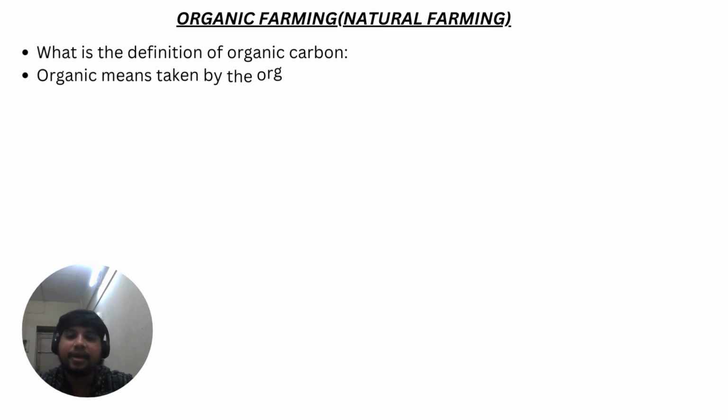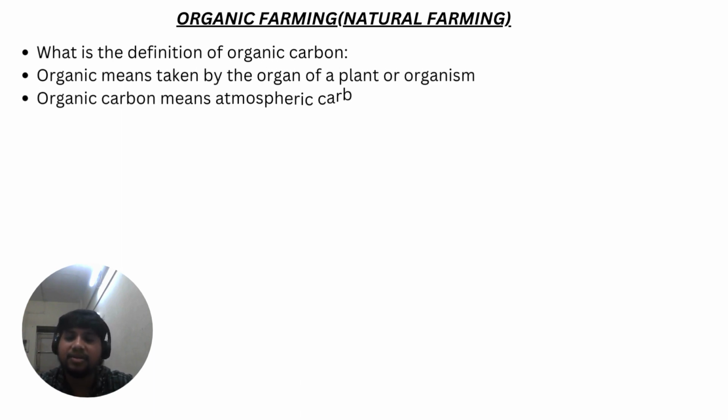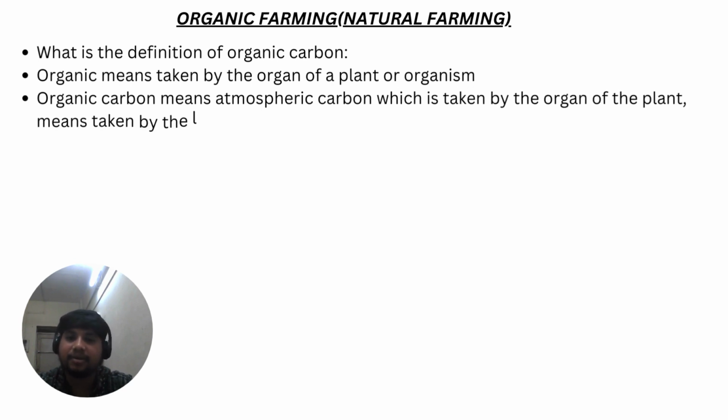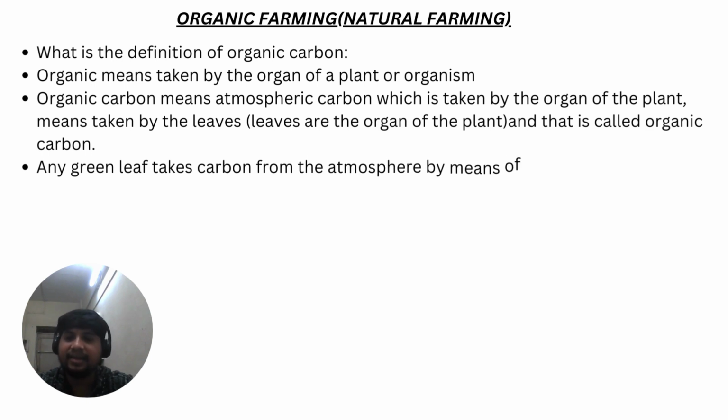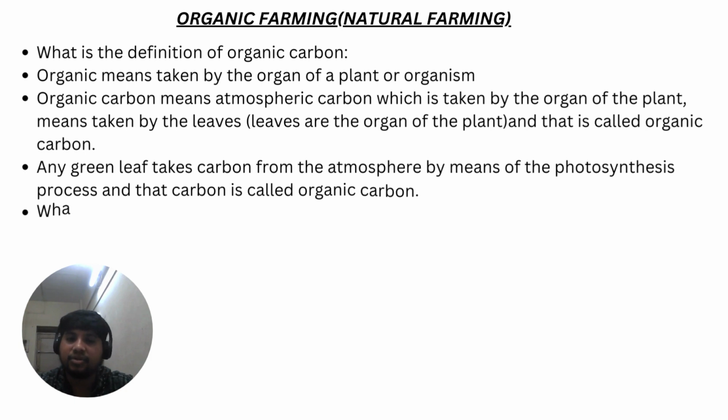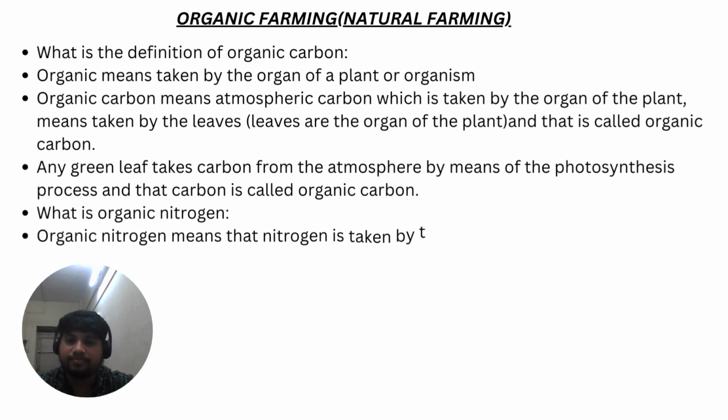What is the definition of organic carbon? Organic means taken by the organ of a plant or organism. Organic carbon means atmospheric carbon which is taken by the organ of the plant, meaning taken by the leaves. Leaves are the organ of the plant, and that is called organic carbon. Any green leaf takes carbon from the atmosphere by means of the photosynthesis process, and that carbon is called organic carbon.